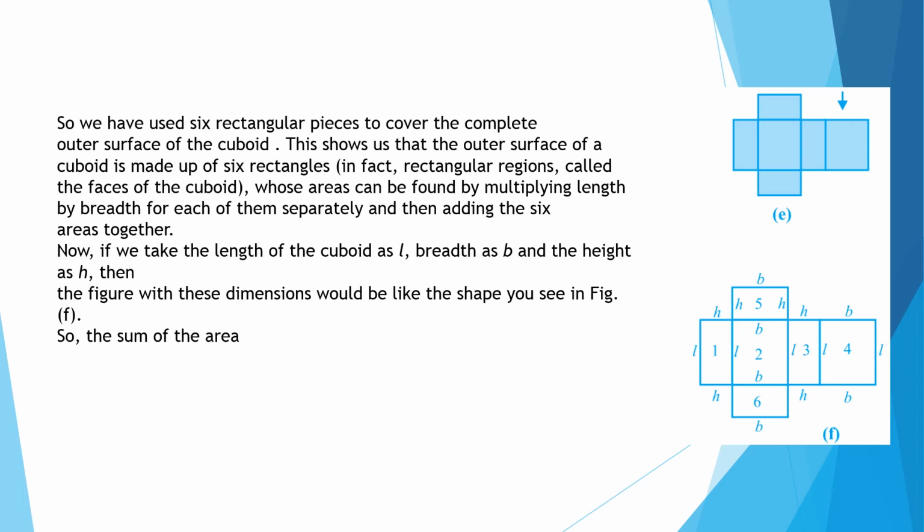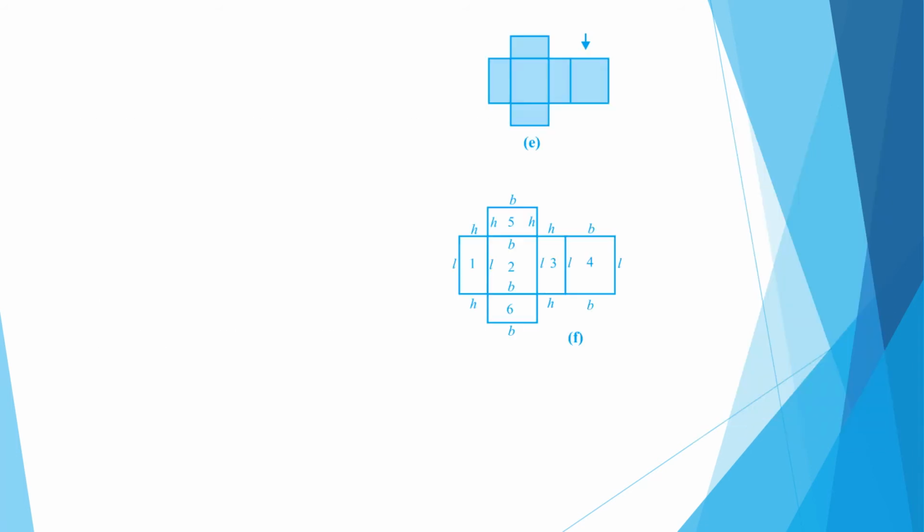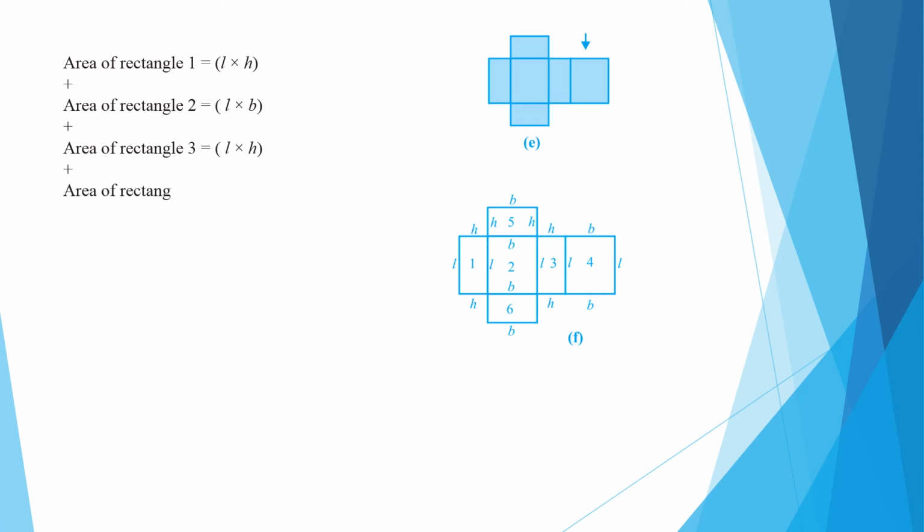So the sum of the areas of these 6 rectangles. See, the same thing I have taken. First, the area of rectangle 1 is L into H. Area of rectangle 2 is L into B. Area of rectangle 3 is L into H again. Then area of rectangle 4 is L into B. You can see in the figure. Area of rectangle 5 is B into H, and area of rectangle 6 is again B into H.